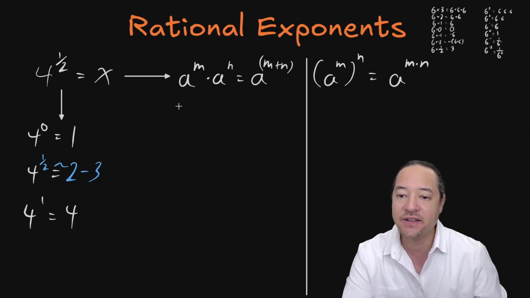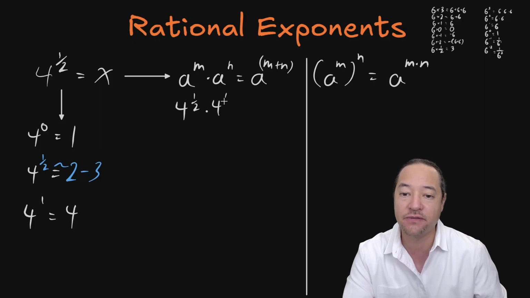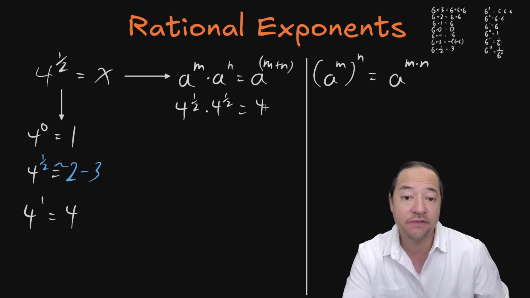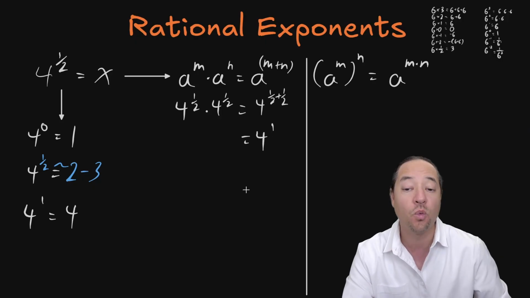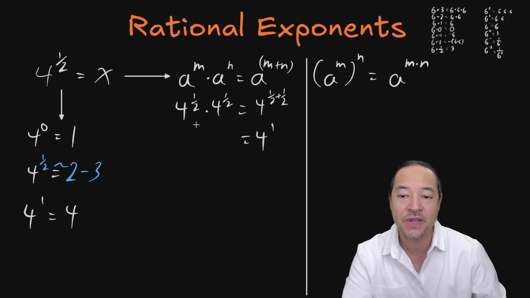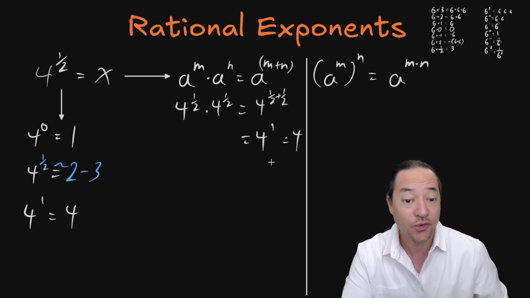So let's say I've got 4 to the 1/2 power multiplied by 4 to the 1/2 power. This should give me 4 to the 1/2 plus 1/2 power, right? And that's just equal to 4 to the first power, just like that. So that's just, of course, 4, right?